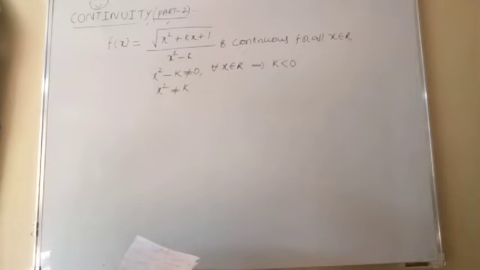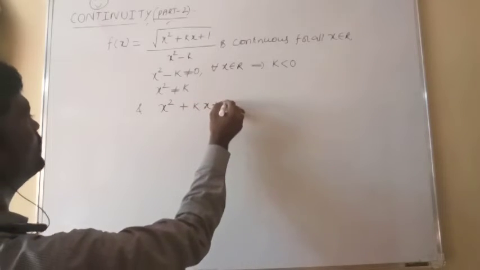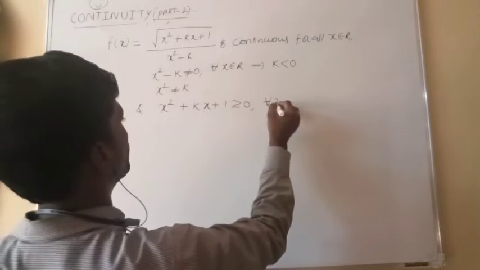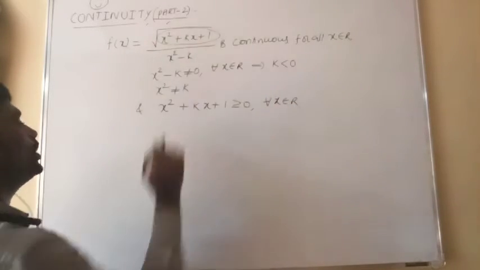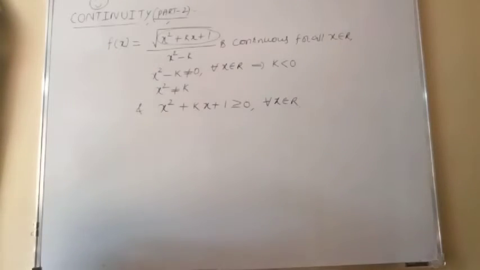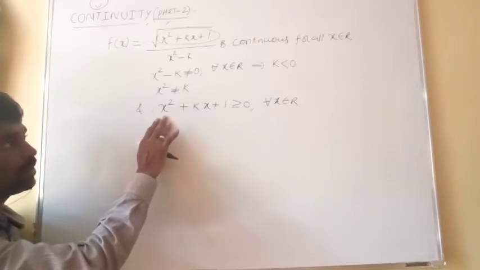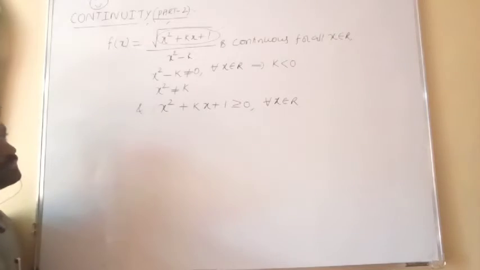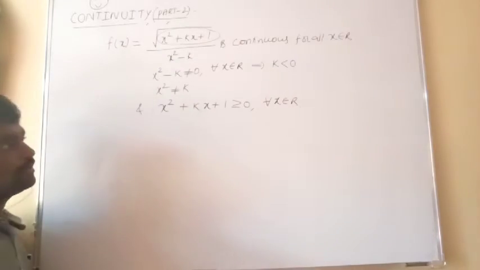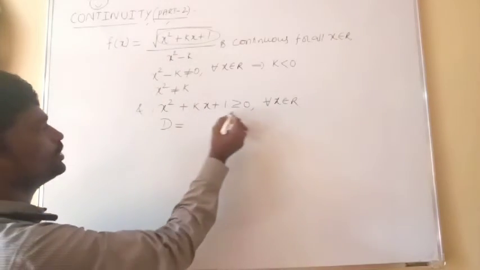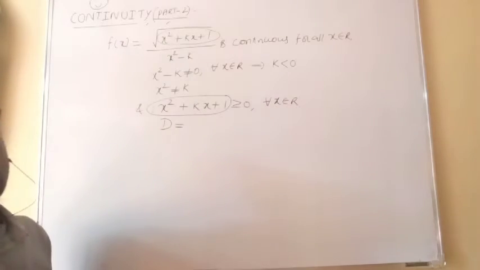Next, one more condition. This x square plus kx plus 1 should be greater than or equal to 0 for all x belongs to R. This denominator not equal to 0 and this inside the square should be non-negative, greater than or equal to 0 for all x belongs to R. And here, what is the x square coefficient? 1, positive. And this quadratic expression is greater than or equal to 0 for all x belongs to R, and the x square coefficient is positive. Both are possible only when the discriminant of this quadratic expression should be less than or equal to 0.